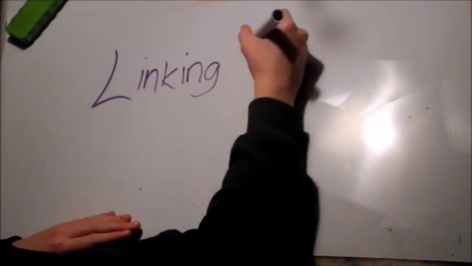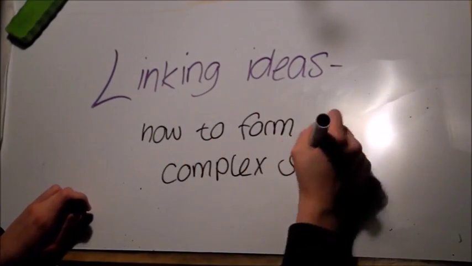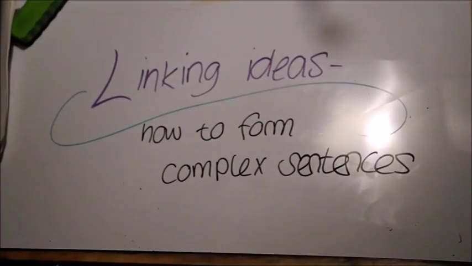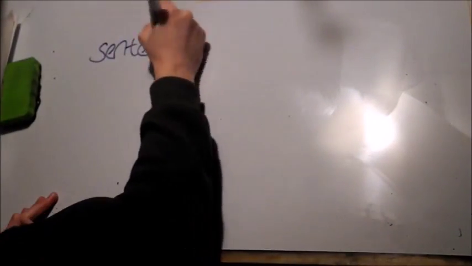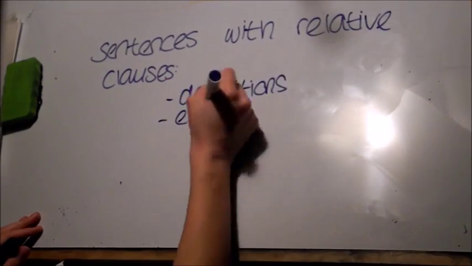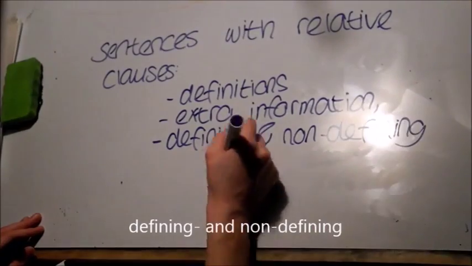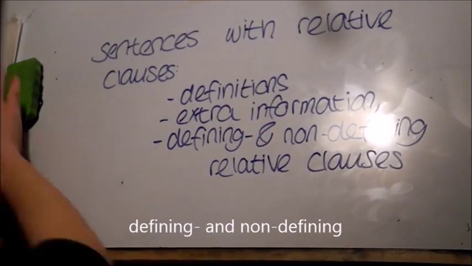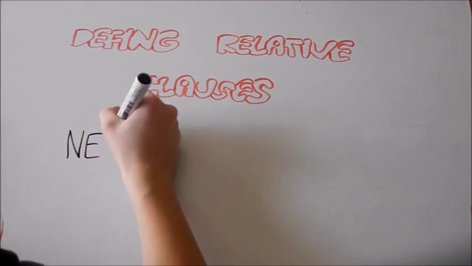Hello everybody, let's talk about our topic today: linking ideas, how to form complex sentences. First of all, sentences with relative clauses. They give definitions and extra information, and they are defining and non-defining relative clauses. First, defining relative clauses. They give necessary information.